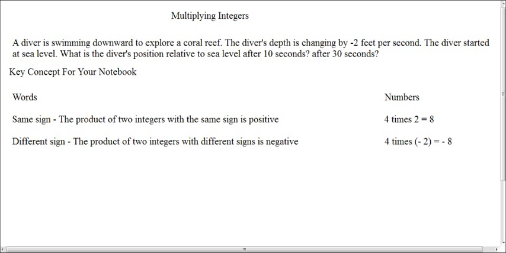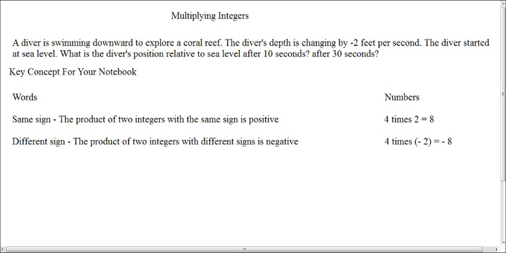Remember, sea level would be 0 on the number line, and these number lines can either go left or right, but they can also go up and down. So he started at sea level, and we want to know what the diver's position is relative to sea level after 10 seconds, and then again after 30 seconds.